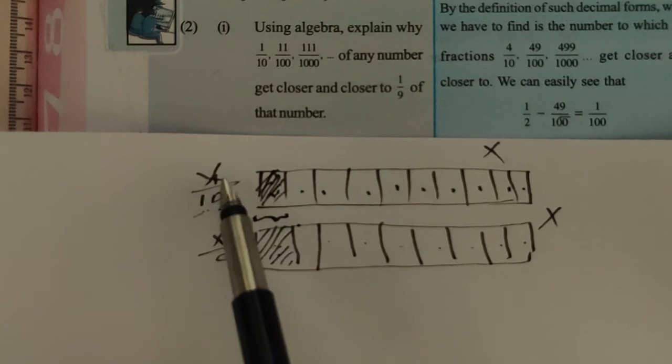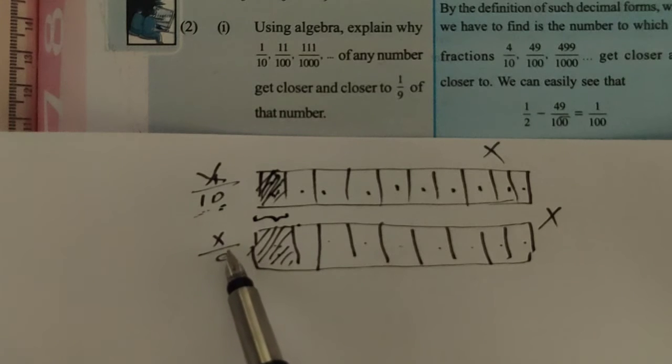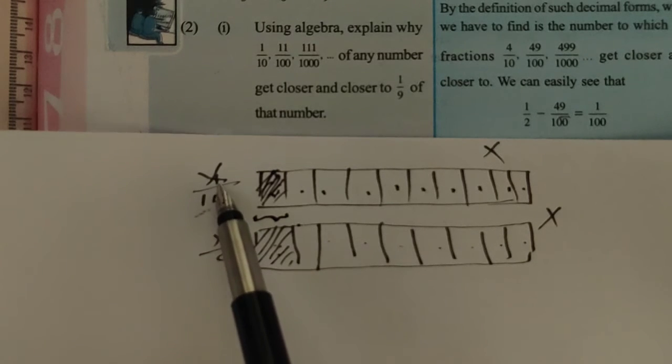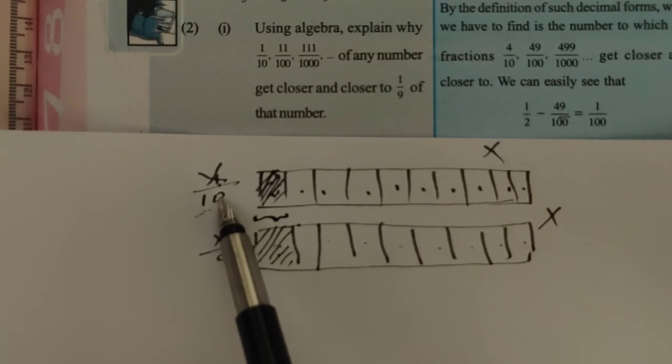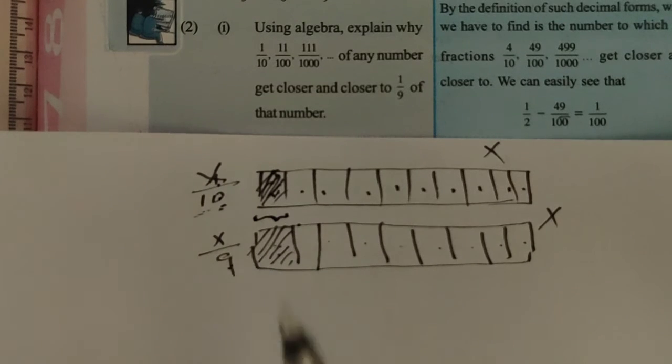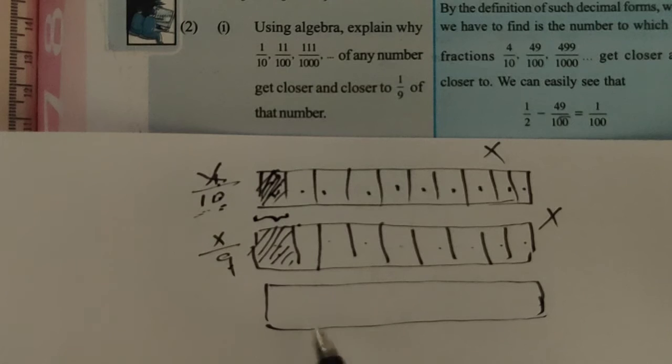Therefore, x by 10 and x by 9. Comparing, you get x by 10 and x by 9. This part is small and this part is big. And now, what is again the value of x by 8?